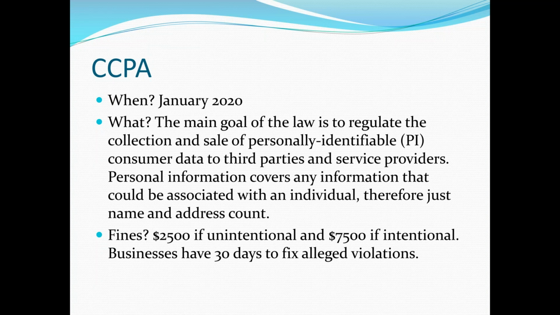And what is it? Basically, the main goal of the law is to regulate the collection and sale of personally identifiable consumer data to third parties and service providers. Personal information covers any information that can be associated with an individual. Therefore, when we're just working with a mailing list that has a name and address, it still counts for us. What are the fines? The penalty for each individual violation is $2,500 if unintentional and $7,500 if intentional. Businesses have 30 days to fix alleged violations after they've been notified of non-compliance.